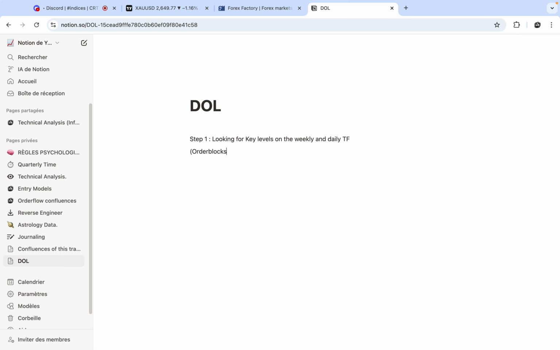Order blocks, fair value gaps, breaker blocks. After this, guys, I will show you some other examples, other pairs, and I'm gonna follow the same roadmap as I'm writing right now. Okay, to make it clear.